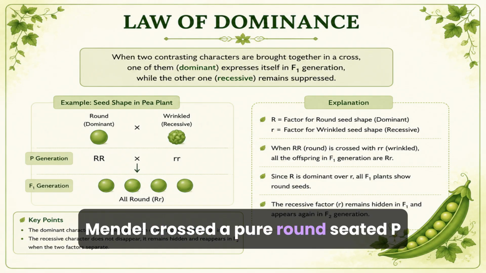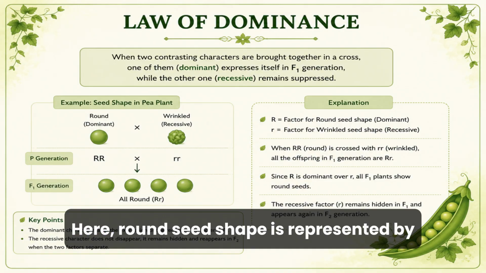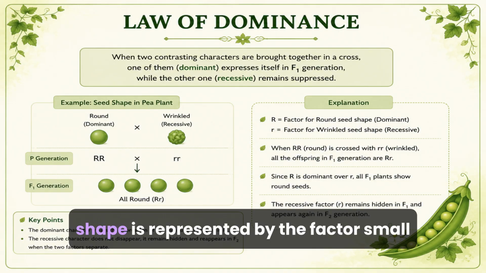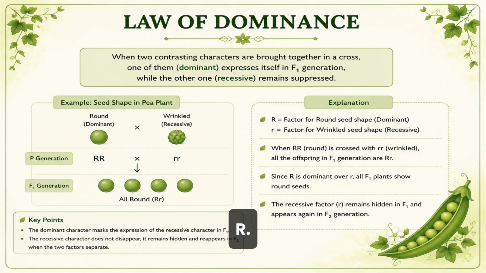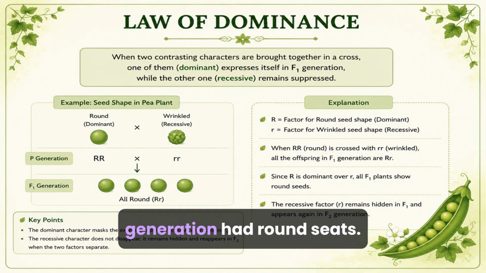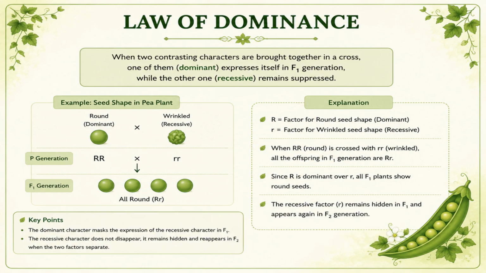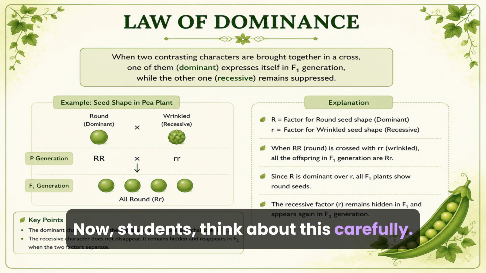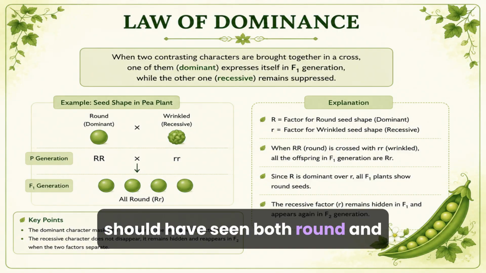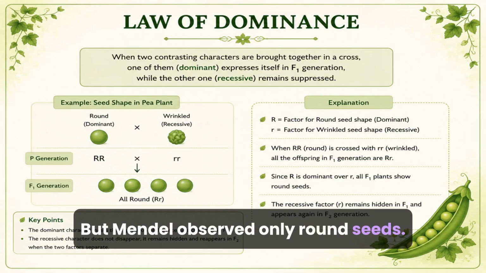Mendel crossed a pure round-seeded pea plant with a pure wrinkled-seeded pea plant. Here, round seed shape is represented by the factor capital R, while wrinkled seed shape is represented by the factor small r. When these two parent plants were crossed, all the offspring of the F1 generation had round seeds. Not a single plant showed the wrinkled trait. Now, students, think about this carefully. If both traits were equally strong, we should have seen both round and wrinkled seeds in the F1 generation. But Mendel observed only round seeds.